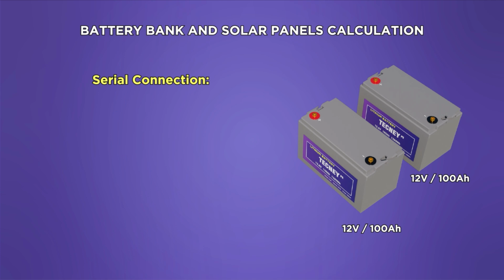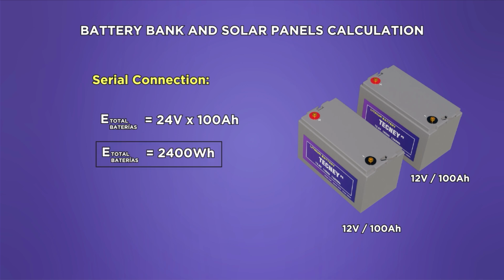But the most advisable thing is to connect the batteries in such a way that we obtain the highest possible voltage, since this will help us obtain a more efficient result when using the power inverter. If the connection is in series, then the voltage is added, thus obtaining 24 volts. With this, what we want to find is the total energy that the batteries can supply. So, the total energy of the batteries is 24 volts multiplied by 100 amp hours, resulting in a total energy of 2,400 watt-hours.